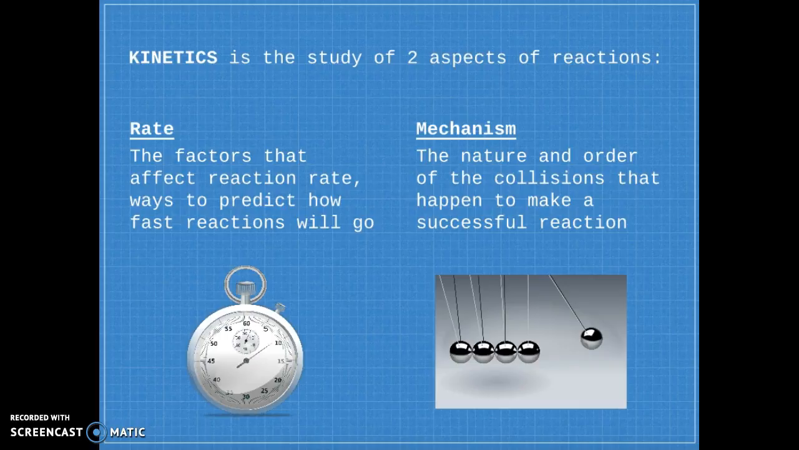So kinetics actually studies two aspects of chemical reactions. The first is the rate, so the factors that allow us to predict how fast a reaction will go. And the second thing that kinetics is a study of is the mechanism, or the nature and the order of the collisions that make a successful chemical reaction.